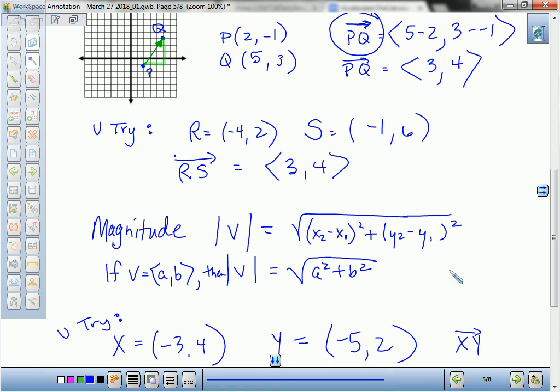Wait, so how do you write the magnitude of? It's just a number, because it's a length. Do you write it out like next to your vector? I will show you in just a second.